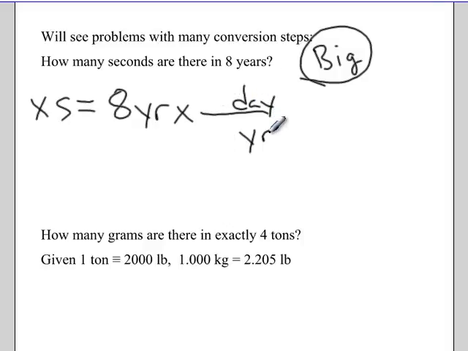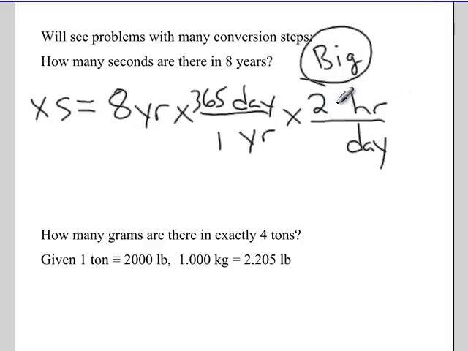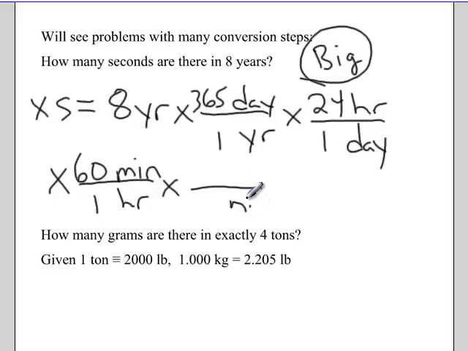Again, put your units in before you fill in any numbers. How many days are there in a year? 1 year, 365 days. We're not done until the units convert all the way to seconds. So what can we turn days into? Well, we know there's 24 hours in a day, and then we could turn hours into minutes. Every hour contains 60 minutes, and then finally minutes can be turned into seconds. 1 minute, 60 seconds.